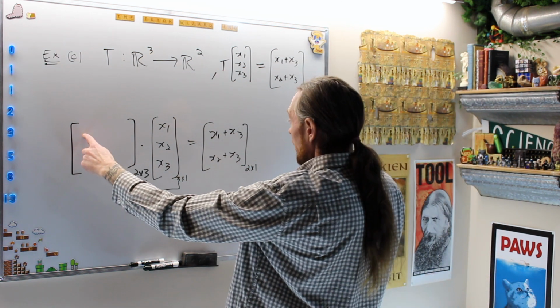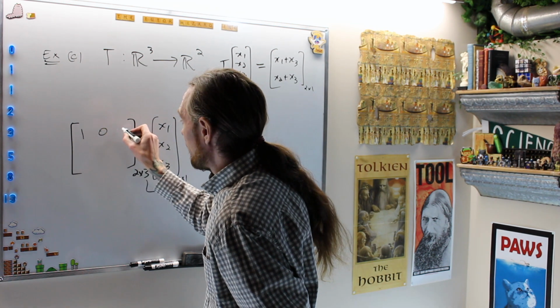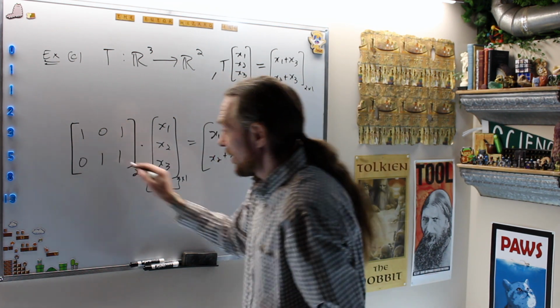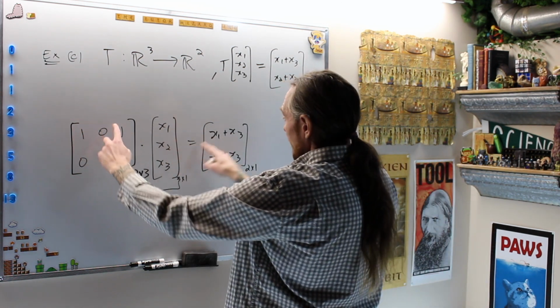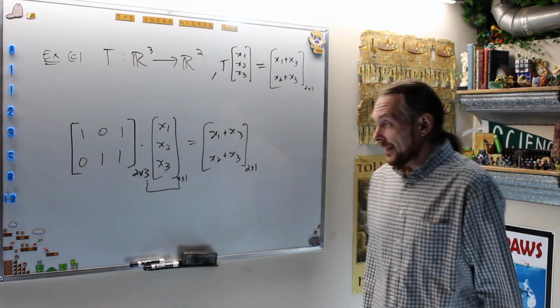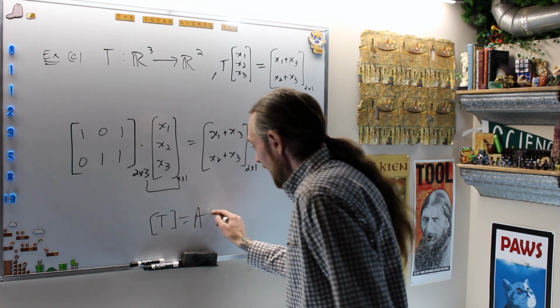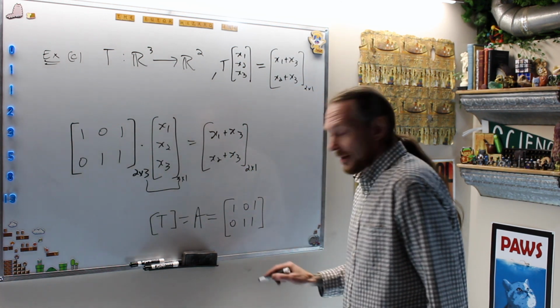Well, I need a 1 and a no x2s and an x3, and then I need a no x1s and a 1 and a 1. And then try it. x1, 0 x2s plus x3, yes. 0 x2, x3, that's exactly what we get. This says that the standard matrix of T is the matrix A, which is 1, 0, 1, 0, 1, 1.